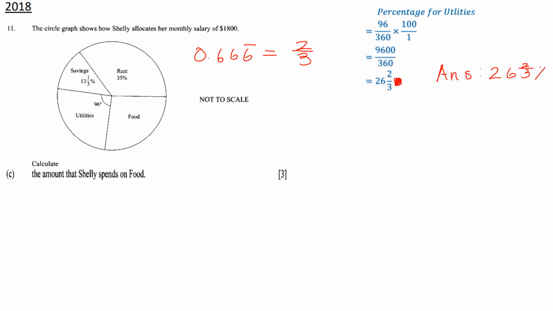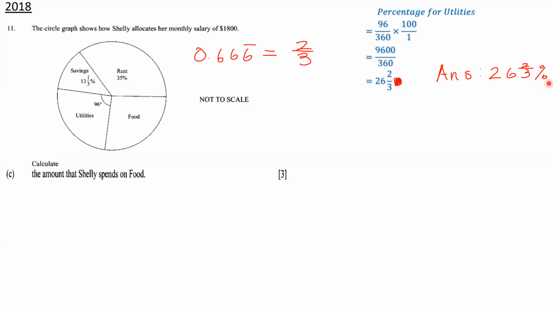All right, and so that's how we got it. The reason why we got it is because we know that when we divide 9,600 by 360, we get 26.66666, but 0.66666 is just 2 over 3. And so that means that we actually have 26 and 2 over 3, all right? And so in terms of a percentage, it's 26 and 2/3%, all right? And so that's the percentage for utilities.